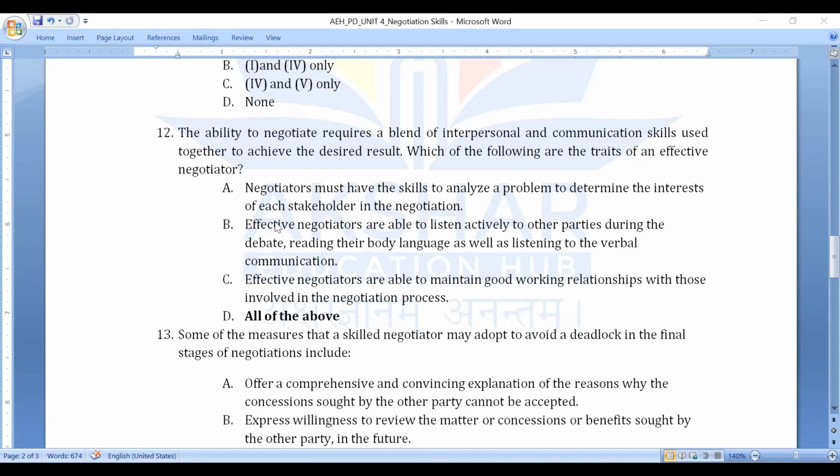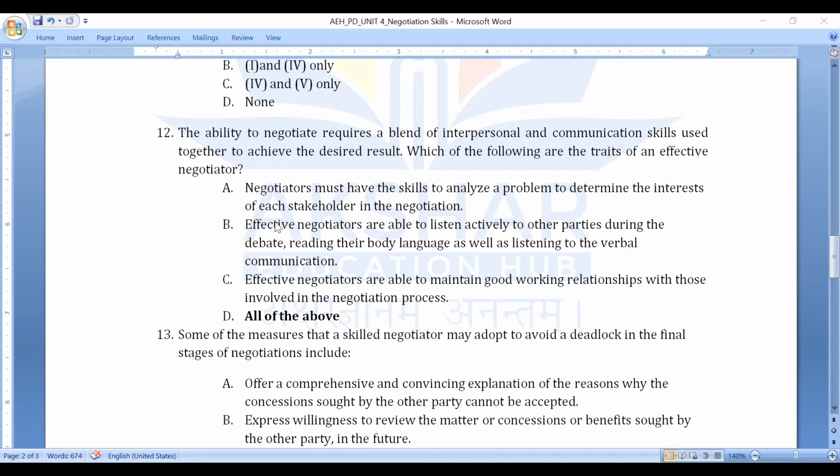A negotiator must have the skill to analyze a problem to determine the interest of each stakeholder in the negotiation. If I am a negotiator, then I must have a skill to analyze the problem to determine the interest of each stakeholder. There may be 4 or 5 parties involved in the negotiation. So as a negotiator, I should be aware of the problem and need of each one involved in that negotiation. That is the skill I must have.